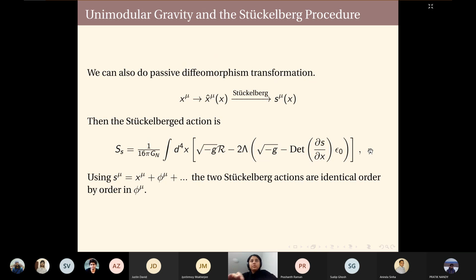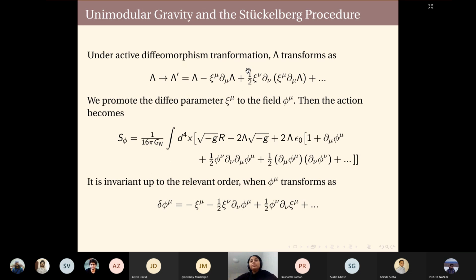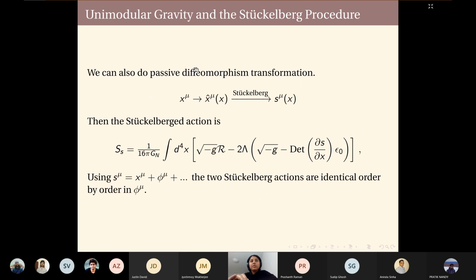Okay, so here I showed active transformations where the field was transforming. Now I'll show the passive transformations. Again, this is a very schematic representation. I'm just showing that the coordinate x mu transforms to x mu hat, and then it's promoted to a field S mu of x by the Stückelberg procedure. You must know that when you transform the coordinates and then write the Lagrangian with the transformed coordinates, you have to write the Jacobian and the determinant of the Jacobian. So we get this thing over here in the Lagrangian. And one can check that even this is invariant under diffeomorphisms.